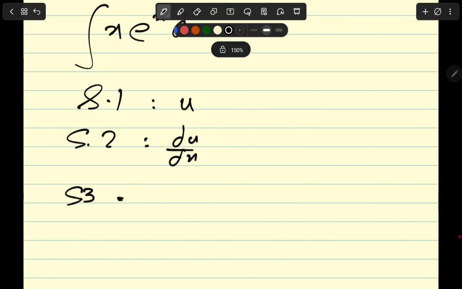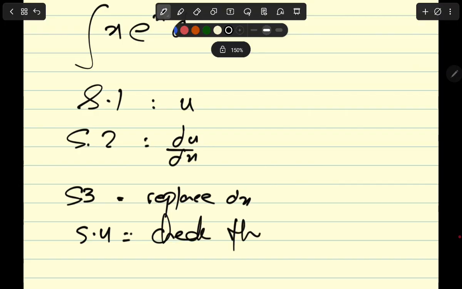Replace everything including dx, right? You do not want a dx with a variable inside of it that is a u, right? So replace dx, very important. Step number 4 is that you check whether that derivative or a constant multiple of it is elsewhere in the integral, and we have checked the derivative. Okay, so I already told you about it.